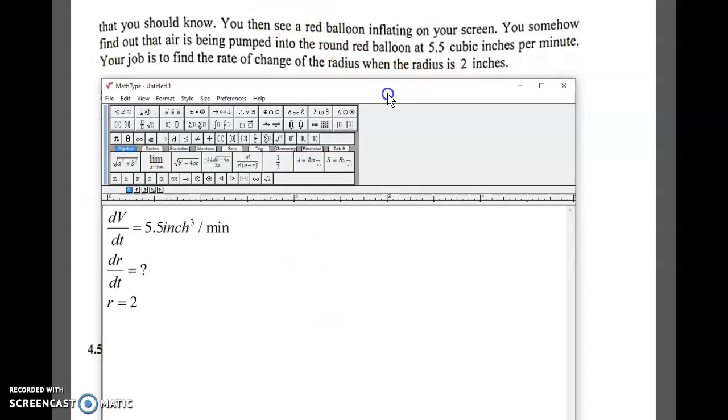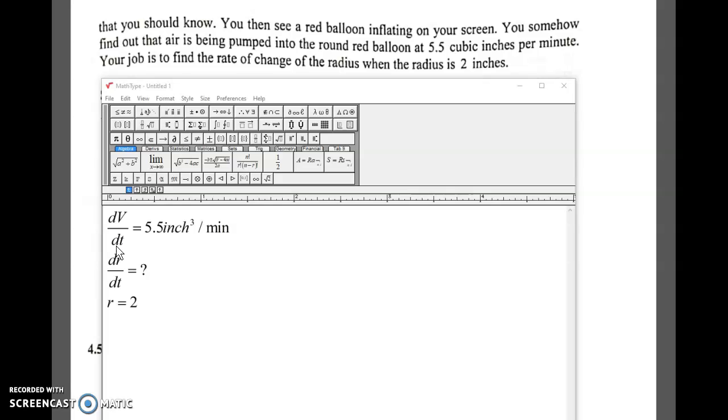Alright, this is about a red balloon inflating, and we know that air is being pumped into the round red balloon at 5.5 cubic inches per minute. Our job is to find the rate of change of the radius when the radius is 2 inches. So this is the information that I have. 5.5 inch cube per minute is dV over dt.